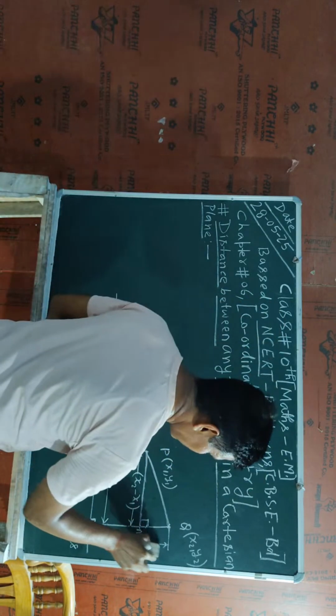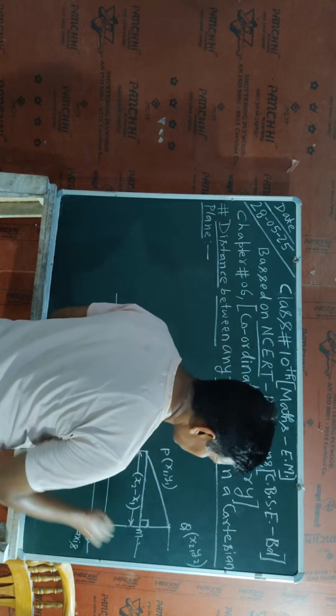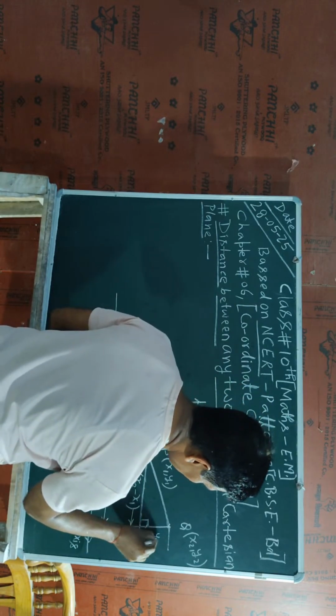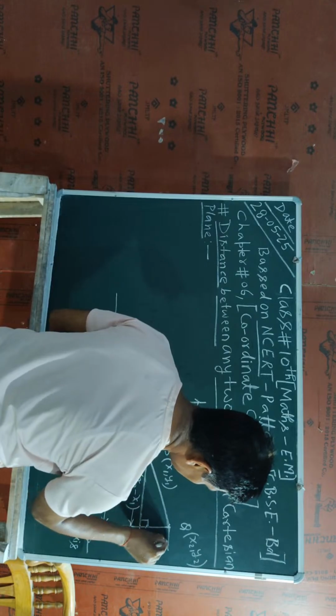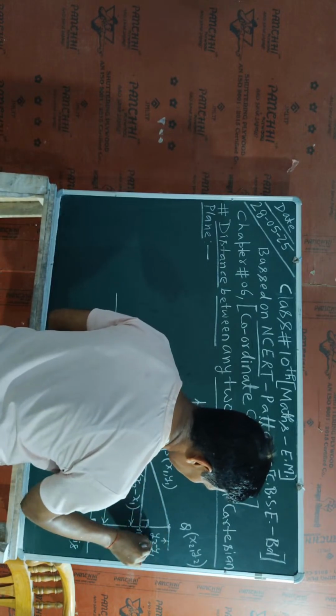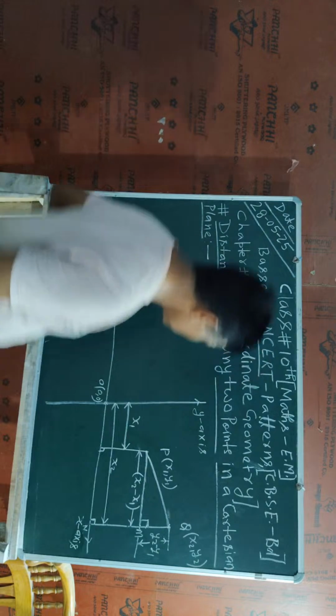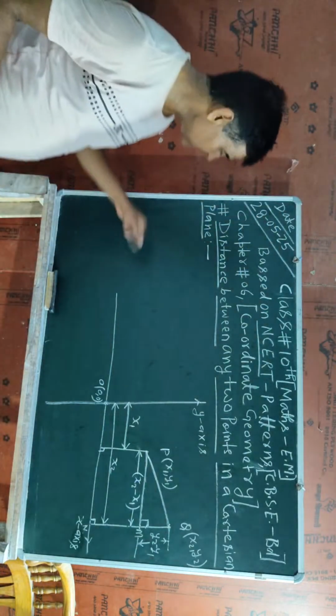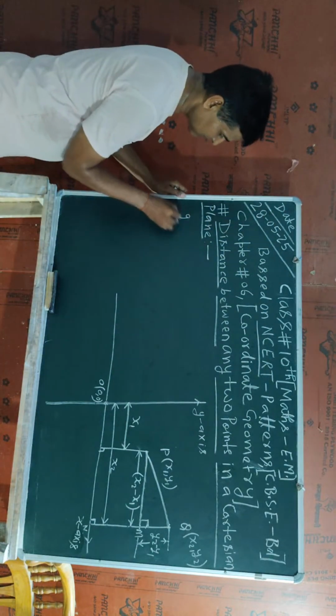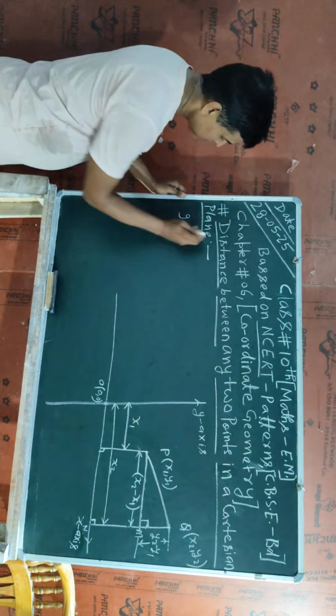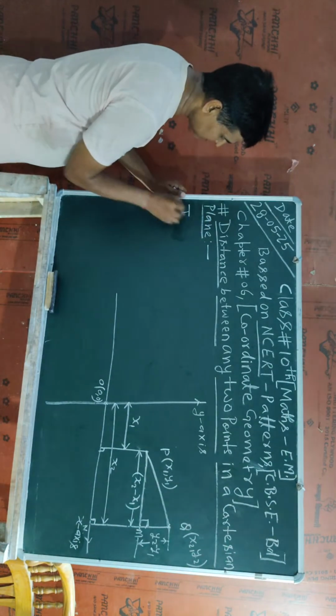So after applying Pythagoras theorem, I will say this is y2 minus y1. This distance will be y2 minus y1. So in here I have to write this.